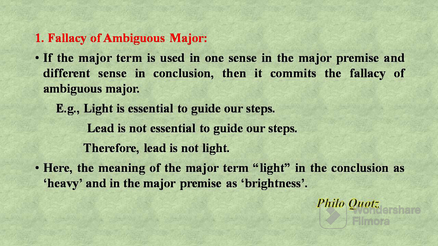For example, light is essential to guide our steps. Lead is not essential to guide our steps. Therefore, lead is not light. So, in this syllogism, lead is not light is the conclusion, right? So, light is the major term. That is the predicate place, right? So, light is the major term. In that syllogism, light is used in different senses. Here the meaning of the major term light in the conclusion is heavy and in the major premise is brightness. So that's why it commits a fallacy of ambiguous major.